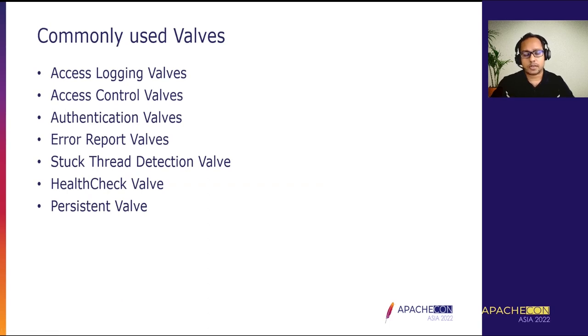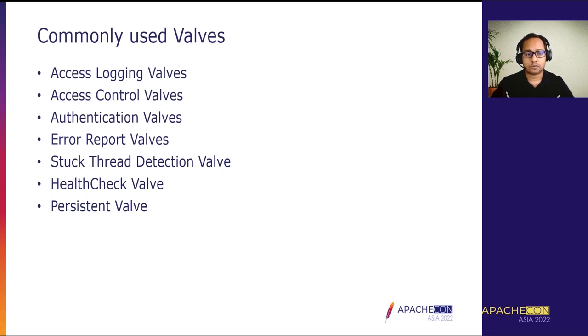Now let us discuss a few commonly available valves that come with Tomcat. There are access logging valves that intercept the requests and responses and capture the request and response attributes and processing stats such as the time taken, etc. And then it writes them to a log file. This might be the most common valve that we normally use with Tomcat. There are many configuration parameters that can be configured with the access log valve.